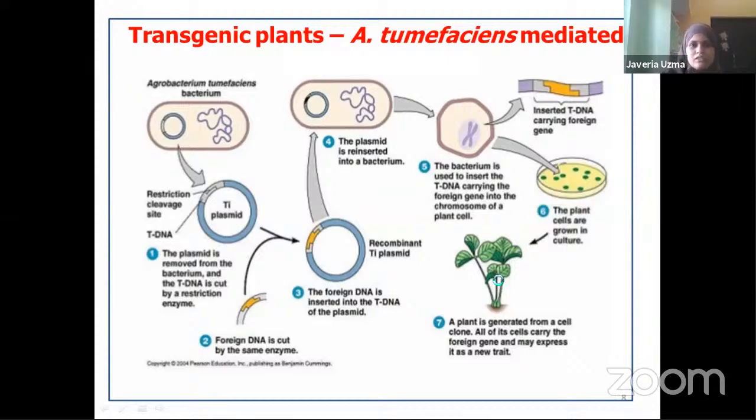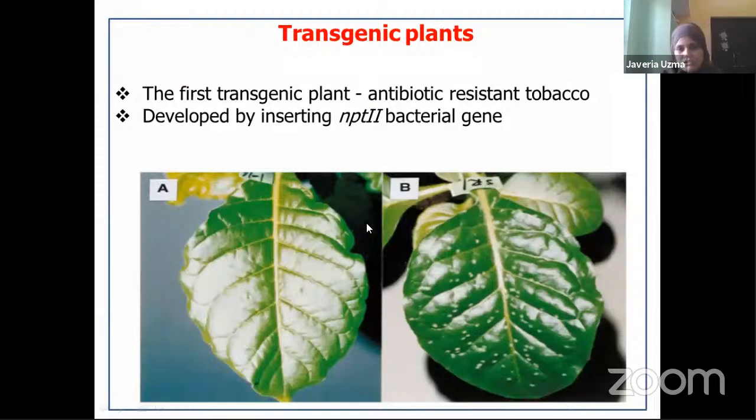So this is the first transgenic plant which was developed. That is a tobacco plant which is resistant to antibiotics. Here this is the sensitive plant, and this is the resistant tobacco plant. This is the first transgenic plant, which has a gene known as NPT2 gene. This is the neomycin phosphotransferase 2 gene, which gives resistance to different antibiotics to the plant. Once you insert this gene into the tobacco, this gene, taken from bacteria, is introduced into the tobacco plant.